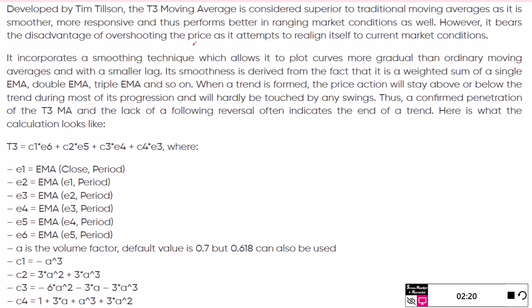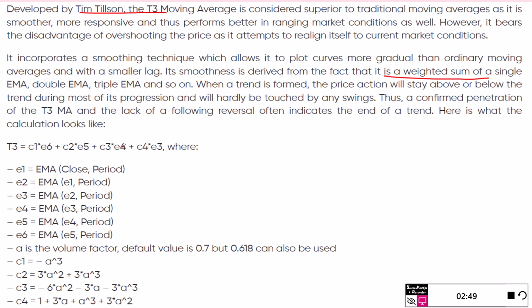A little bit of the formula. This indicator was made by Tim Tilson in late 1998. The best part of the indicator is that it has a weighted sum of single, double, and triple EMA and so on. When a trend is formed, the price action will stay above or below the trend during most of its progression and will hardly be touched by any swing.